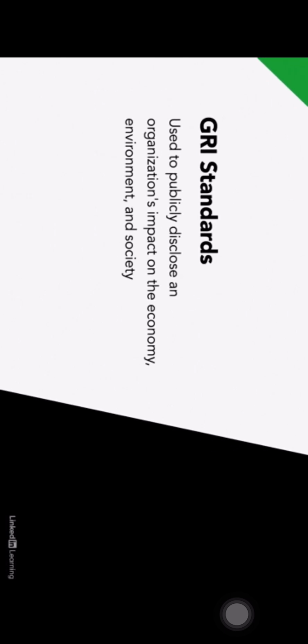GRI standards are used to publicly disclose an organization's impact on the economy, environment, and society to a broad range of stakeholders, including employees, investors, policymakers, suppliers, customers, communities, and others. These voluntary guidelines are used by thousands of organizations in more than 90 countries as a tool to issue annual sustainability reports. GRI standards are guidelines and do not score an organization.